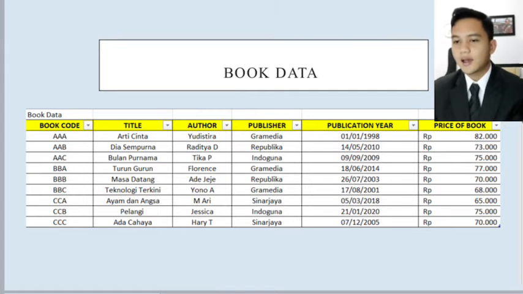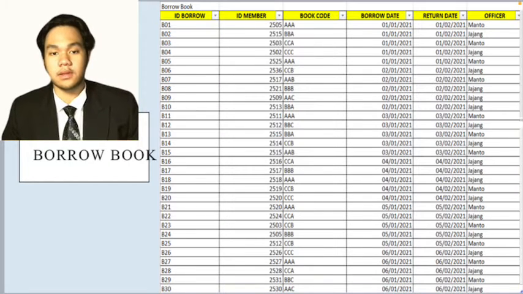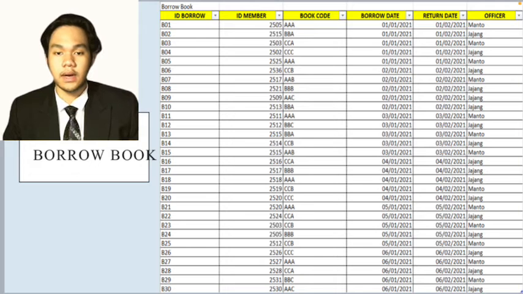And the Arti Cinta book has book code AAA, and the author is Yudhistira, and the publisher is Gramedia. And then publication year of Arti Cinta book is January 1st, 1998. And then the price of book is 82,000 rupiah. On the borrow book table, we got ID borrow, ID member, book code, borrow date, written date, and officer.